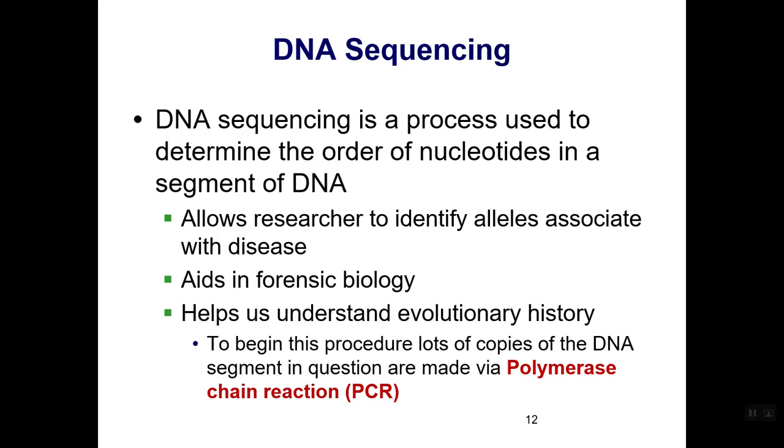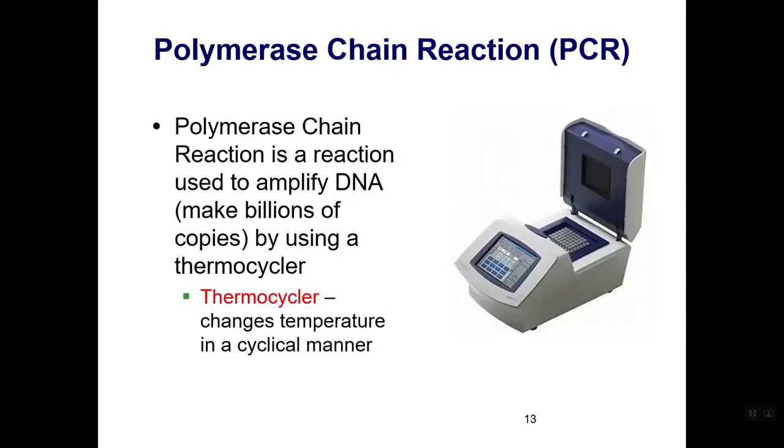All right, so regardless of which one of these applications we're using sequencing for, it's very common that you'll see one of the first steps of any of these processes is going to utilize polymerase chain reaction to make lots of copies. The way polymerase chain reaction is accomplished is using a thermocycler. Let's break that down: thermo and cycle. Thermo means temperature, and cycle means in a cycle. So a thermocycler alters temperature in a cyclical manner.